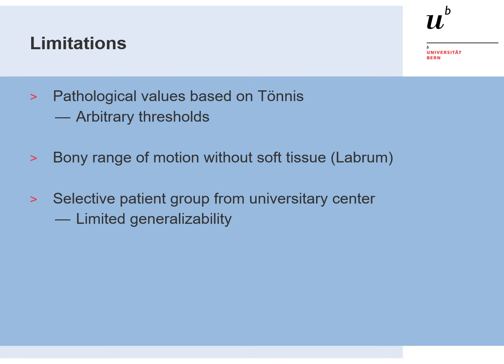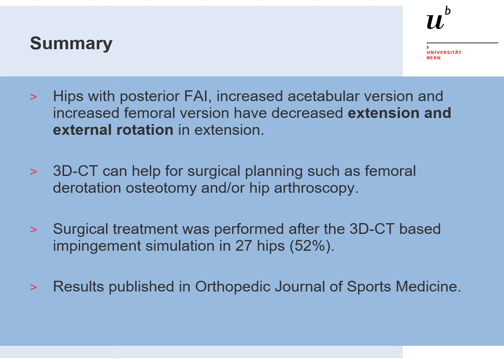These are the limitations of this study. We used only bony range of motion without soft tissue. This is the summary of the study. We found that hips with increased femoral version had decreased extension and external rotation, and the results were published in the Orthopedic Journal of Sports Medicine.